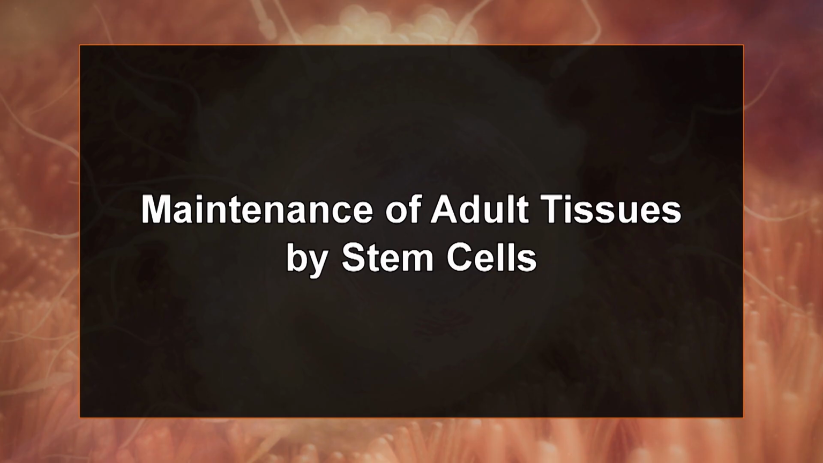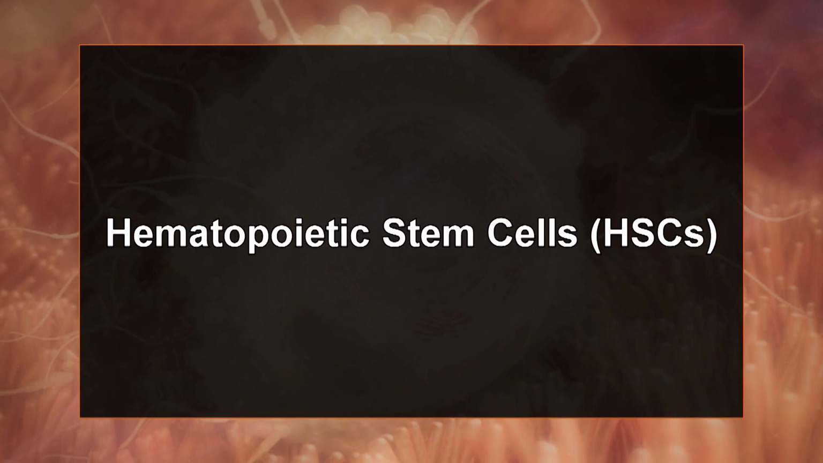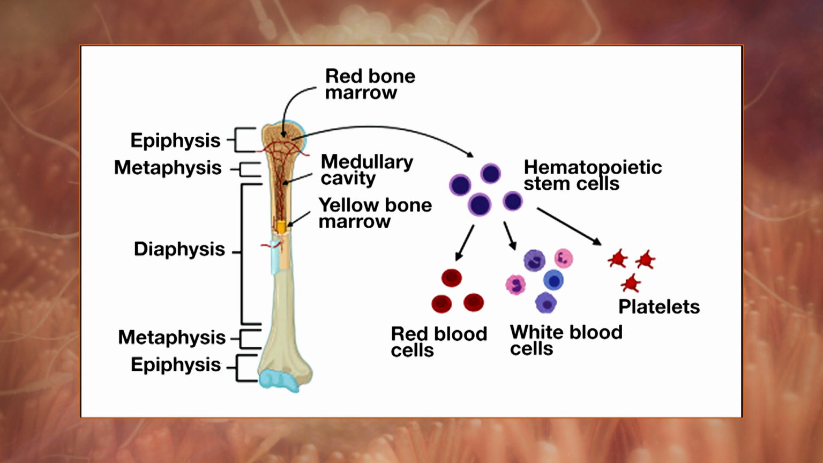Dear students, moving on to maintenance of adult tissues by these stem cells. Adult stem cells, or somatic stem cells, are multipotent cells residing in specific niches that maintain tissue homeostasis by self-renewing and differentiating into tissue-specific lineages, like hematopoietic stem cells found in the bone marrow.